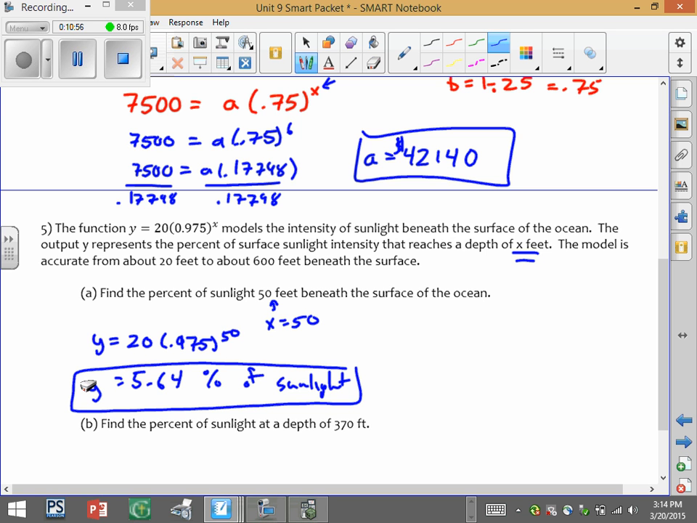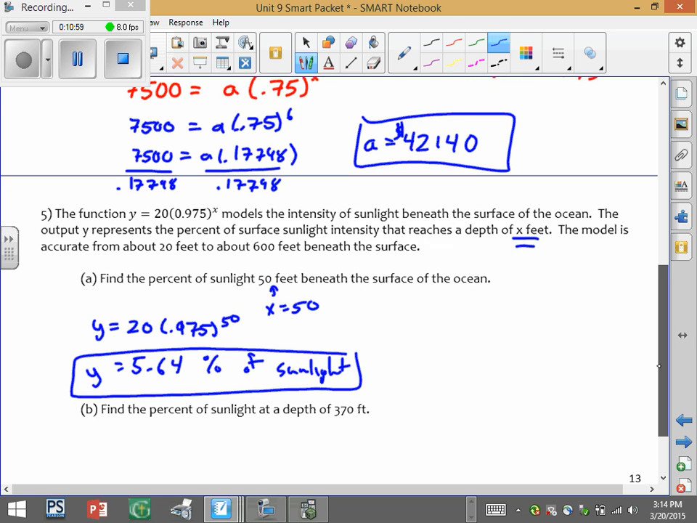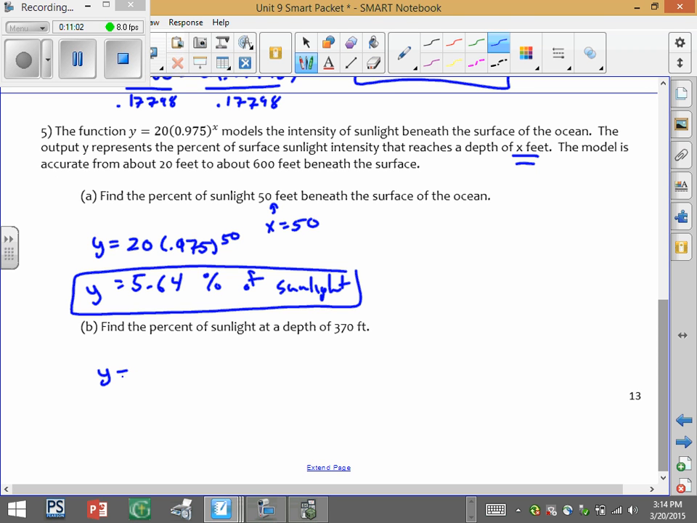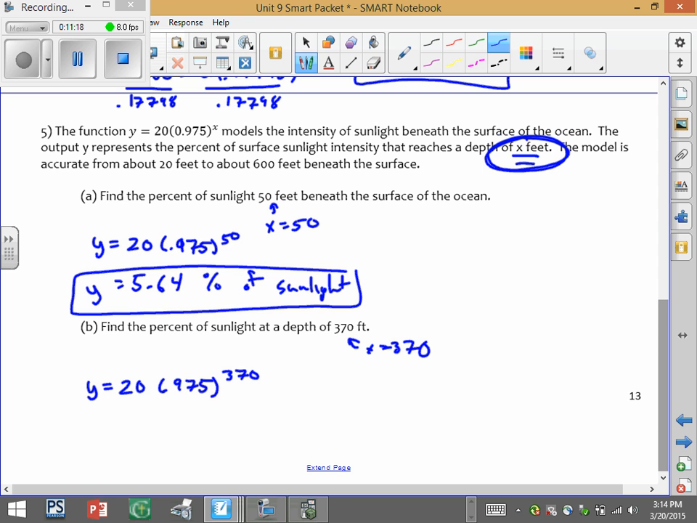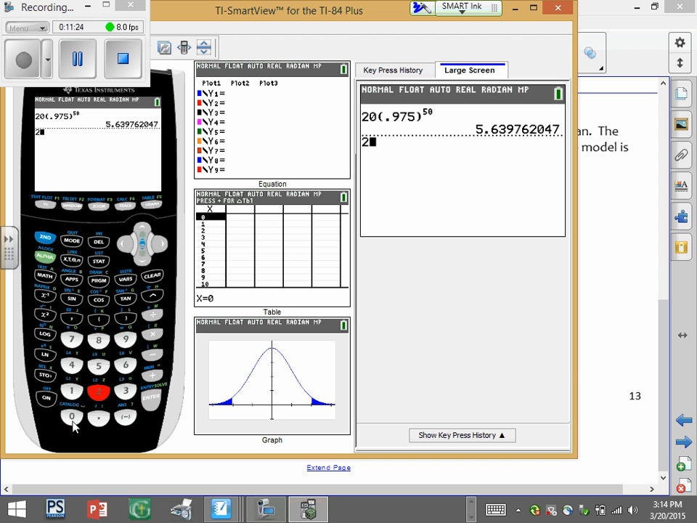So we'll just put our context with that as well. Find the percent of sunlight at 370 feet. So again, we're just plugging in now x equals 370. So look back at the problem and it'll tell you what variable goes with these numbers. So y equals 20 times 0.975 raised to the 370th power. So it's just a matter of plug and chug here, guys. So 20 times 0.975. I'm going to raise that to the 370th power.